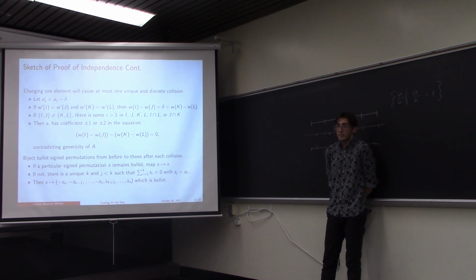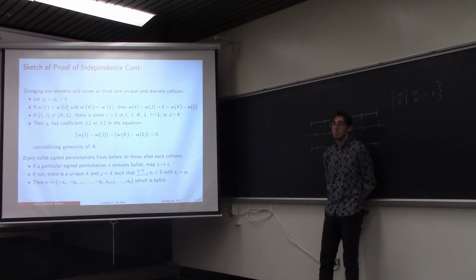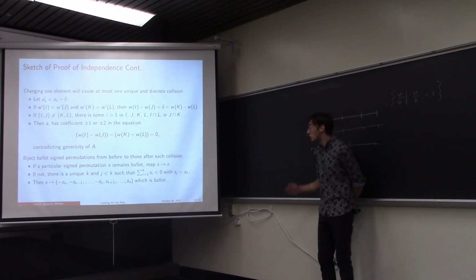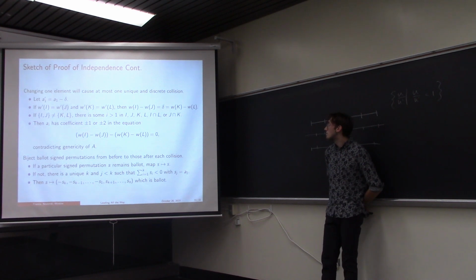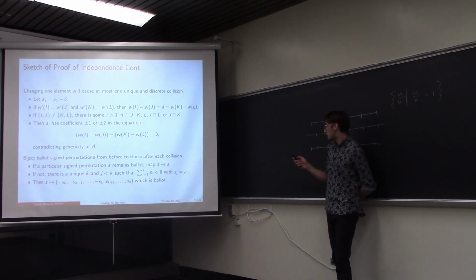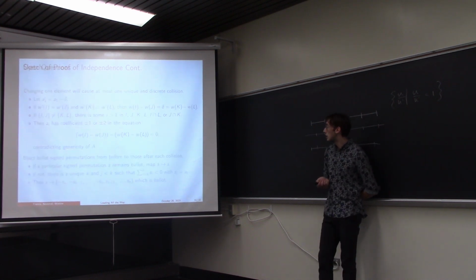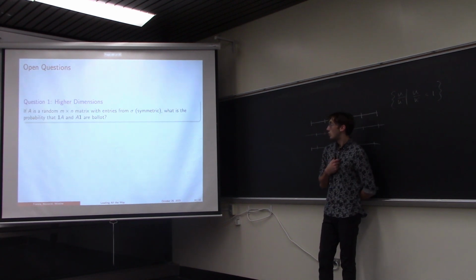So we translated things from distributions to generic sets, and then proved something cool about, well, at least what I think is cool about generic sets. And it leaves a couple of open questions. I have two here, and I have another one that I want to talk about. So one is that of higher dimensions.